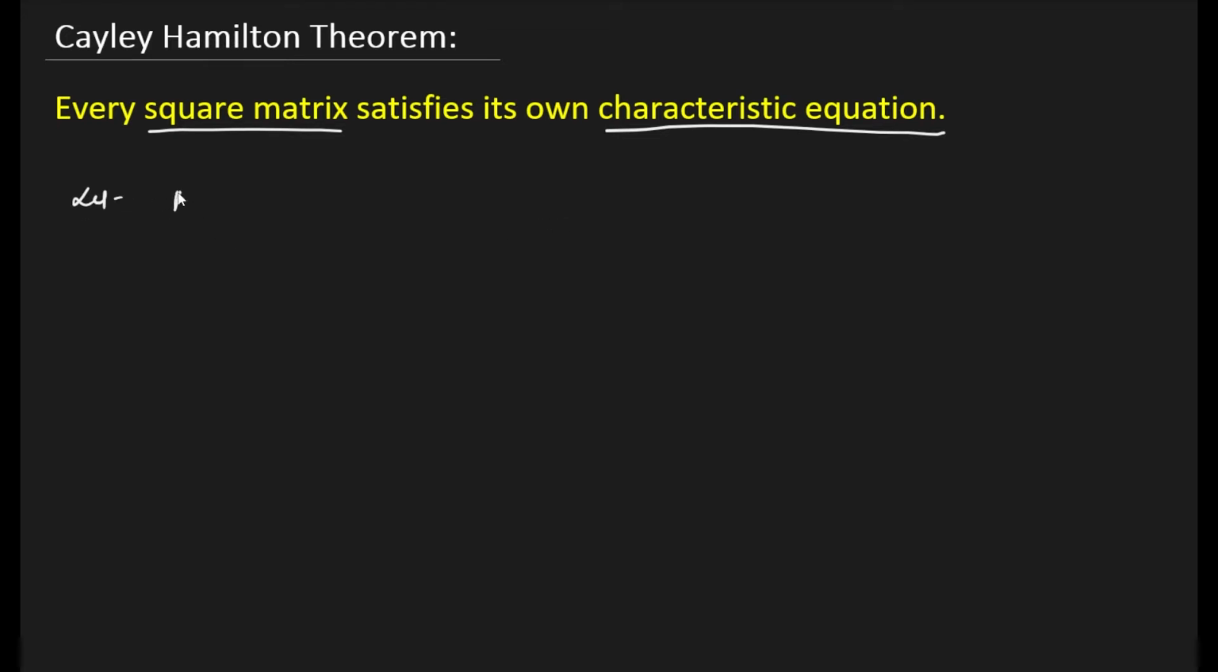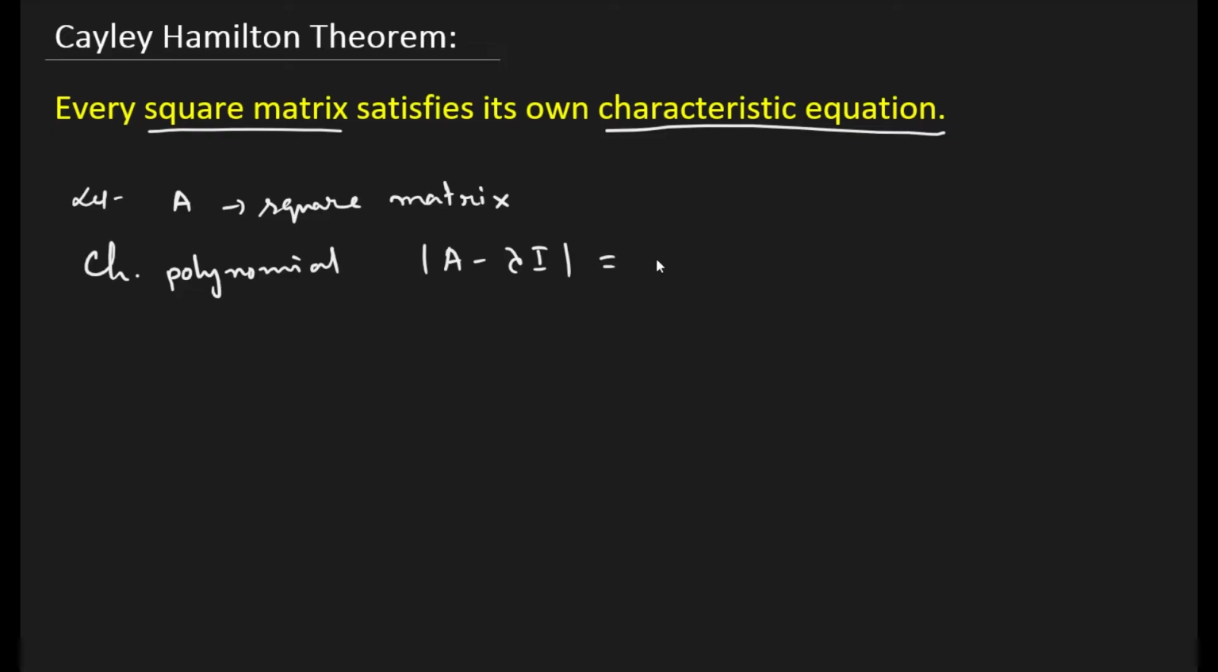Suppose capital A is a matrix, square matrix, of any order. Then इसका जो characteristics polynomial होगा वो क्या होगा? Characteristics polynomial, that will be what? A minus lambda I. Now when we expand this determinant, A minus lambda I, we get a polynomial. If the matrix is 2x2, then we will get a polynomial of degree 2. If the matrix is of order 3, then we will get a polynomial of degree what? 3. Like this, it will continue.